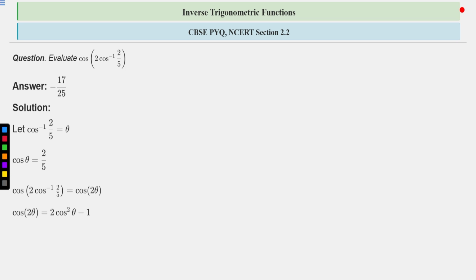Therefore, we know that cos 2 theta is basically 2 cos square theta minus 1, right? So cos theta is 2 by 5, and we will put the value of cos theta. So it will be 2 times 2 by 5 whole square minus 1, which after further simplification, you will get minus 17 upon 25, right? So minus 17 upon 25 will be the right answer. Clear? Okay, thank you so much.